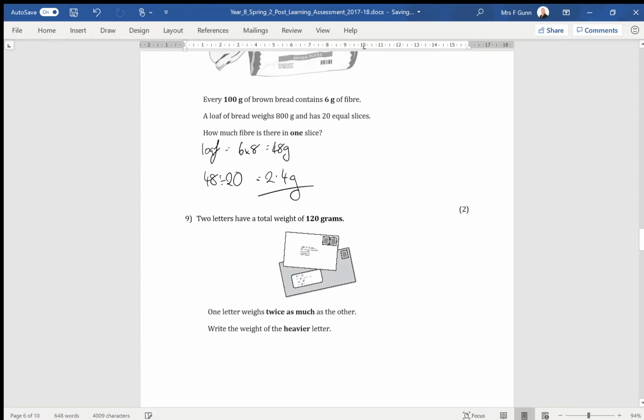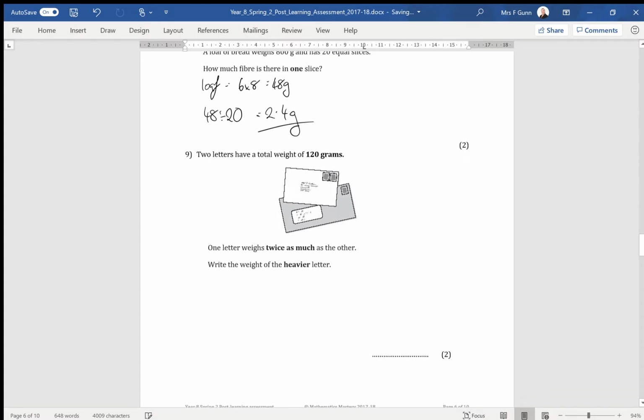Okay. 2 letters have a total weight of 120 grams. One letter weighs twice as much as the other, so that's a ratio of 2 to 1. Write down the weight of the heavier letter. So 2 parts, 1 part, 3 parts in total. 120 divided by the 3 parts in total gives you each part is 40 grams. So that's 80 and that's 40. Total 120. That's double. I want the heavier letter, 80 grams.